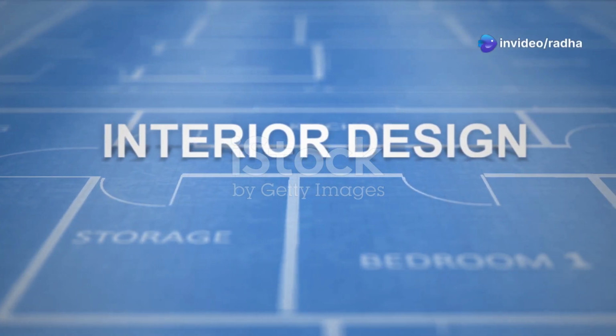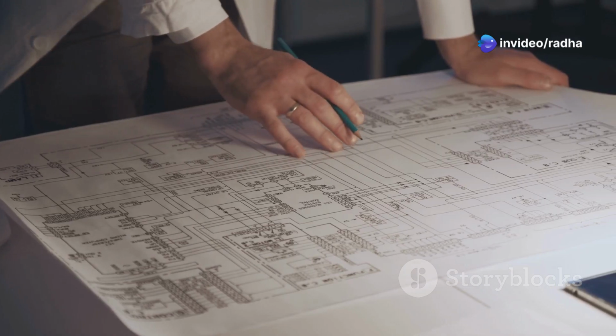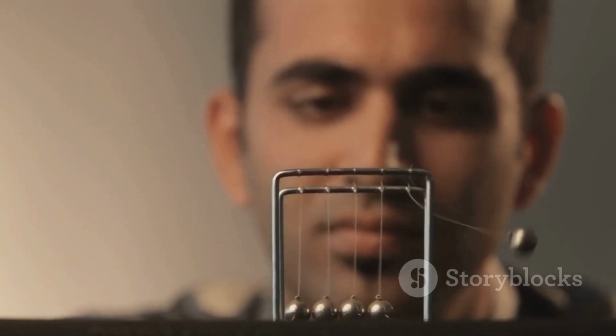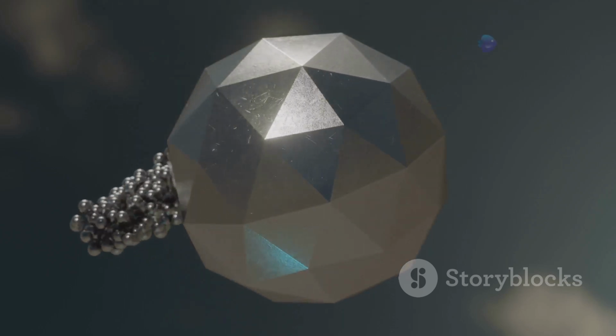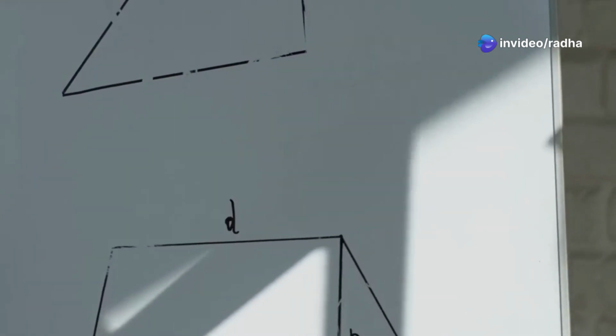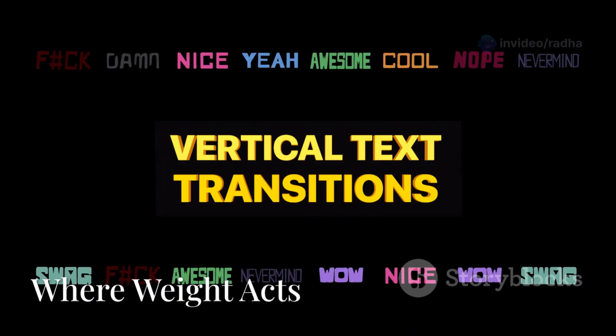Section 6. Centroids. Finding the balancing point. Now let's shift our focus to centroids. Imagine balancing a ruler on your finger. The point where the ruler balances perfectly is its centroid. In essence, the centroid is the geometric center of an object. For simple shapes like rectangles and circles, finding the centroid is relatively straightforward. But what about more complex shapes?